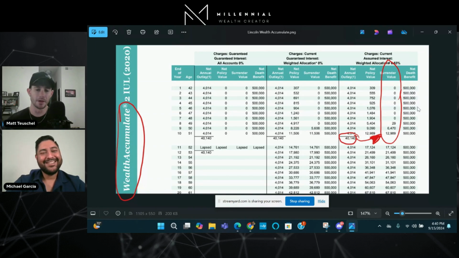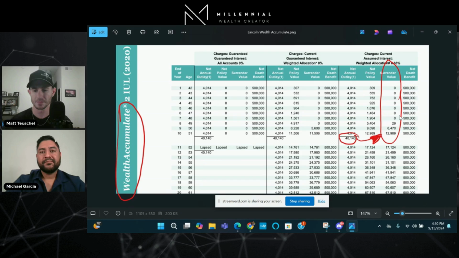That's so wild. And just to go back to my previous question, the net policy value versus the surrender value. So the surrender value column, guys, correct me if I'm wrong, Michael, that's the amount of cash value you have access to that you could take a policy loan against. Is that correct? Correct. The surrender value you can loan against, or if you do cancel your policy, that's how much you would get back.